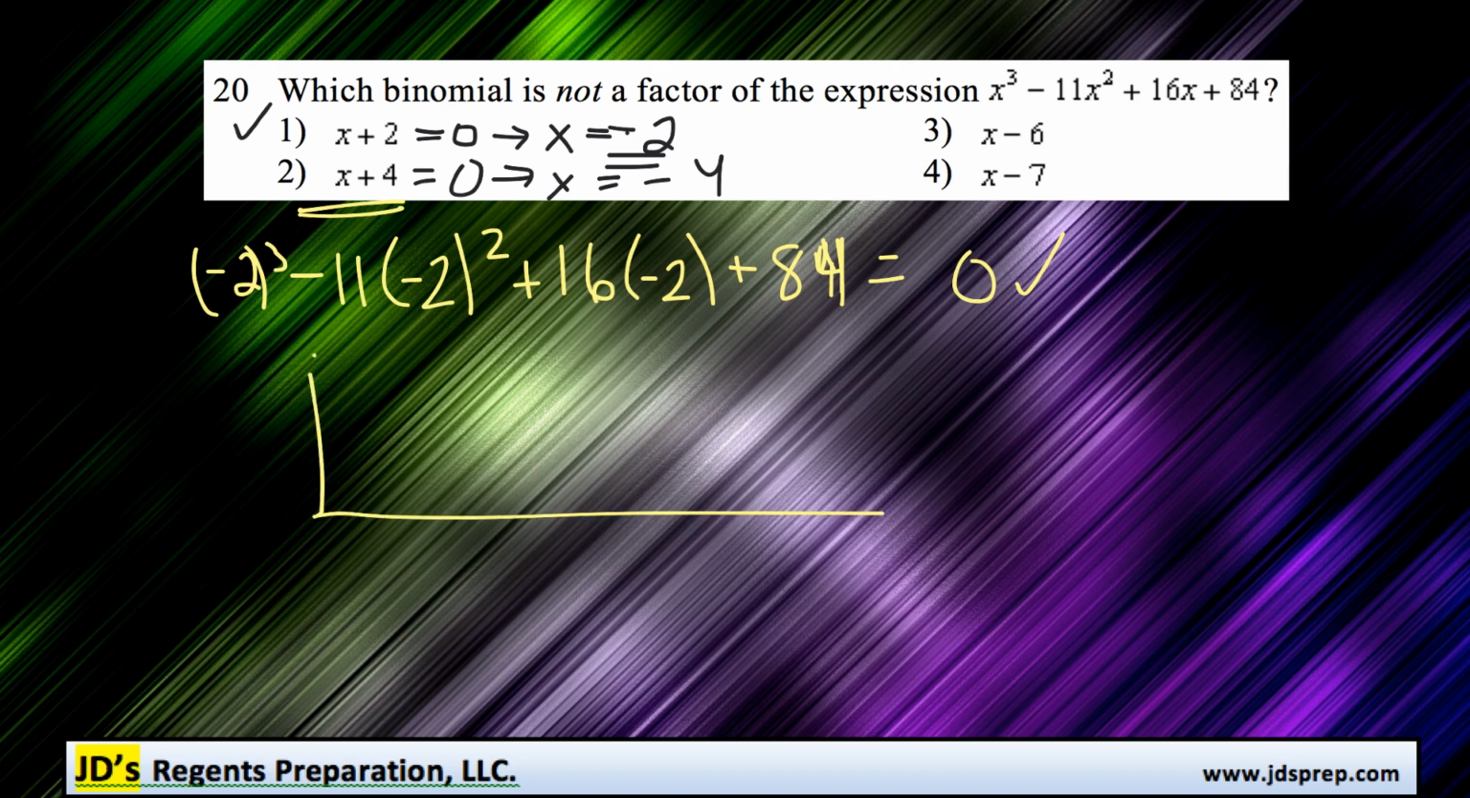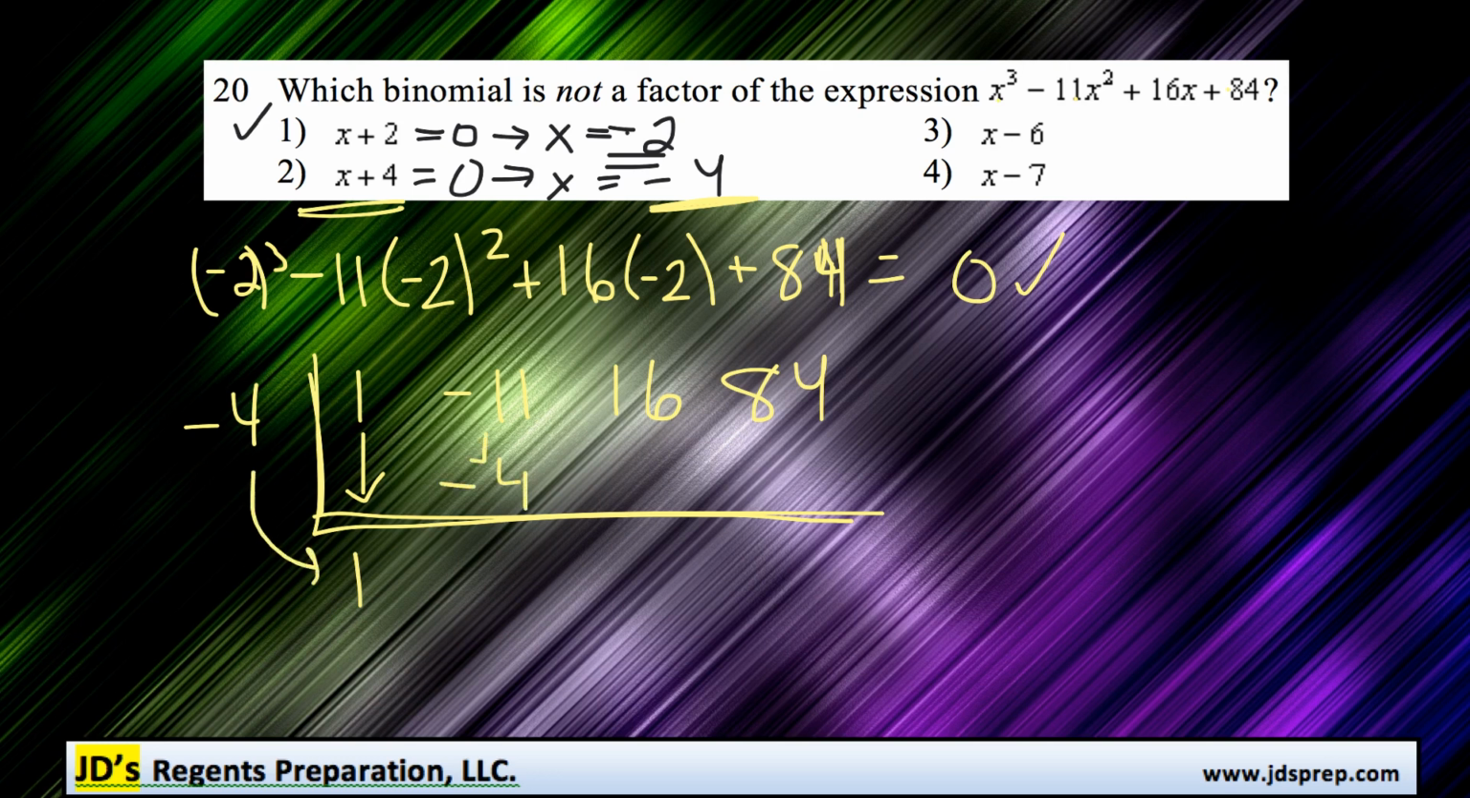So I'm not sure if your teachers taught you this method. So we put the coefficients of each term inside this little chart here. So it would be 1, negative 11, 16, and 84. And we put the value of negative 4 on the outside here. So we bring the 1 down, and we're going to multiply negative 1 times 4, which is negative 4.